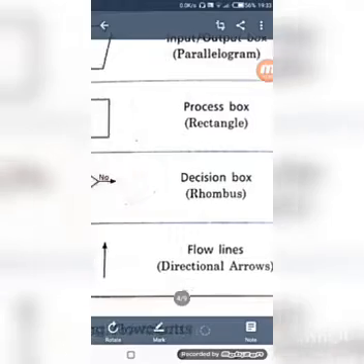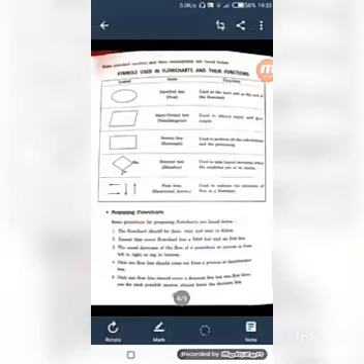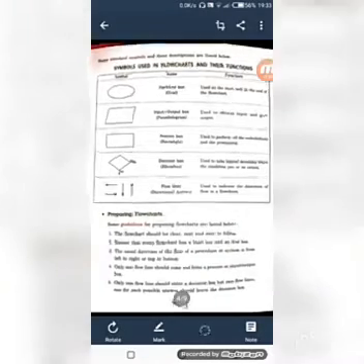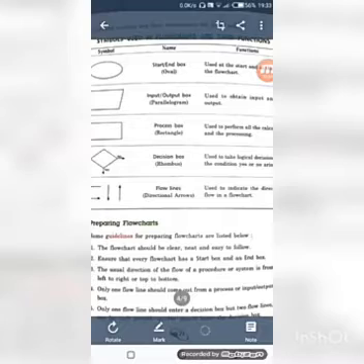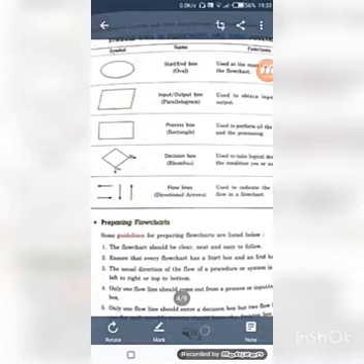Next one is the process box. We studied in the first chapter that in our computer we have input, process and output, the IPO cycle. So in the same manner, we are going to give input and receive output, and in between them we have to process.